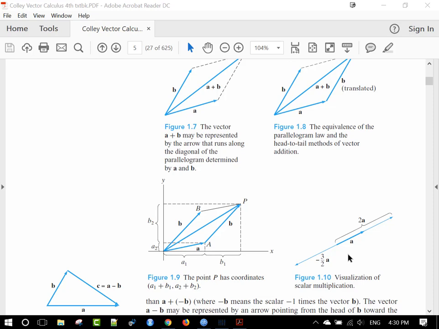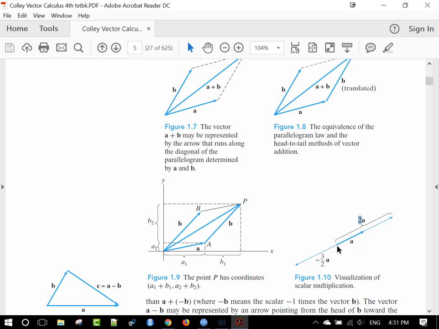We can also visualize scalar multiplication. So here's a vector a, and if you multiply it by a scalar, for example, the number 2 is a scalar, what does it do? It just stretches it in the same direction. It doubles the length. So it doesn't affect the angle, but it changes the length. And this would be multiplying the same a by -3/2, so that will bring it this direction. I don't know if you want to say that changes the direction or not.